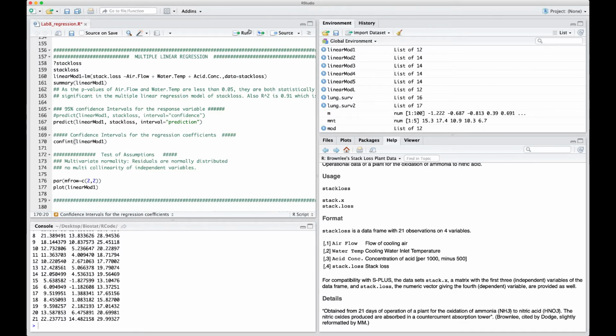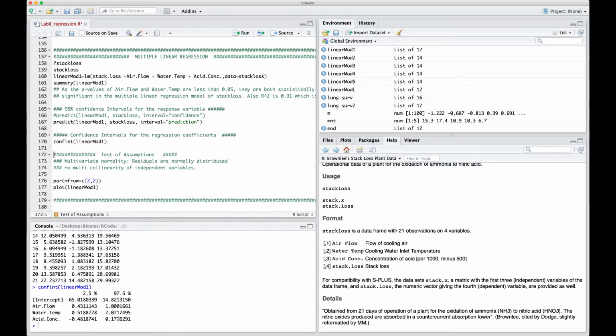And how about the 95% confidence interval for the beta value? Because the beta value is for the population, and you're trying to find the 95% confidence interval for the regression coefficient of the population, right? So for the airflow, this is the lower limit, upper limit. For water temperature, for acid concentration. So this is how we find the lower limit and upper limit.